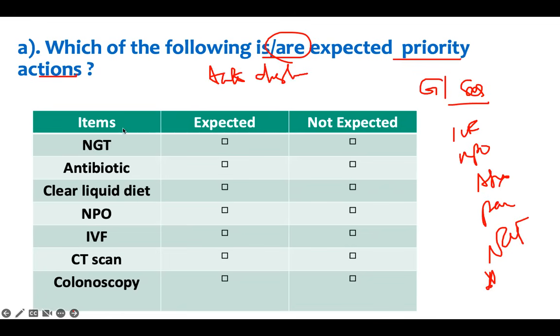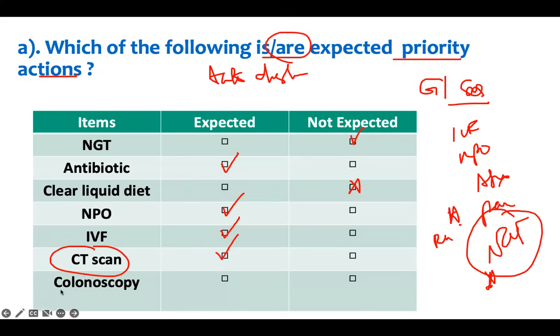So for this patient, I don't think she needs an NG tube. She's not vomiting. Antibiotic, yes. Clear liquid diet, no. You got to keep it NPO. NPO, yes. IV fluid, yes. CT scan, yeah. We got to look inside. So we need a CT scan to look inside. Appendicitis, you need CT scan. Gallbladder, you need ultrasound. So this one, CT scan.